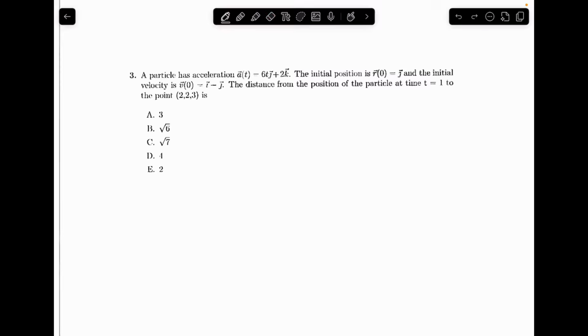We have acceleration and we have initial position and initial velocity. If we find the position function, we can pretty easily find the distance from that point. So let's write a in a more vector friendly form: 0, 6t, and 2. If we integrate each term here, we should get velocity. So v of t is going to be the integral of a of t dt, and we just integrate each of the terms.